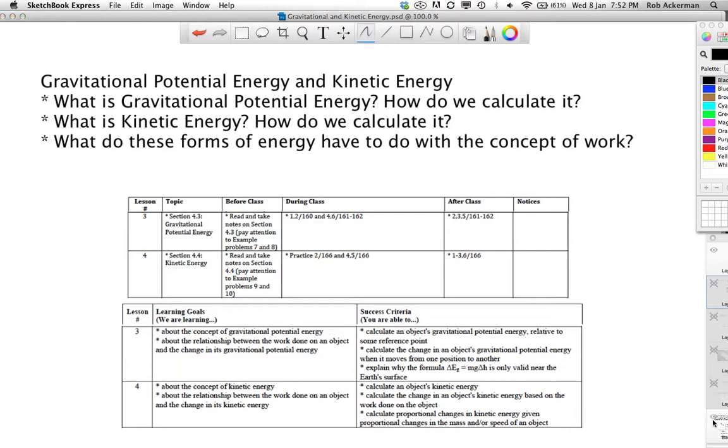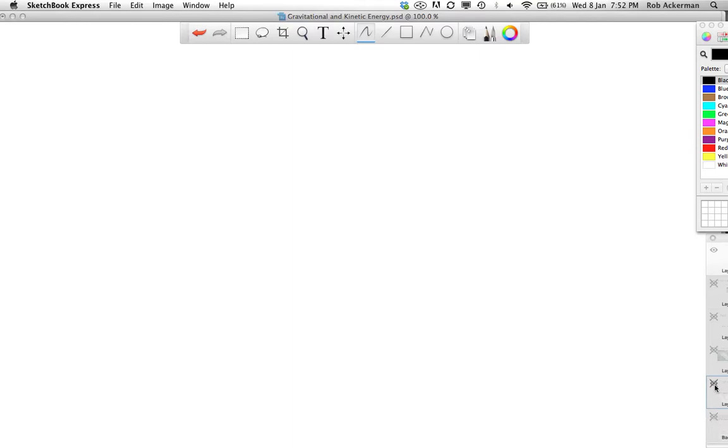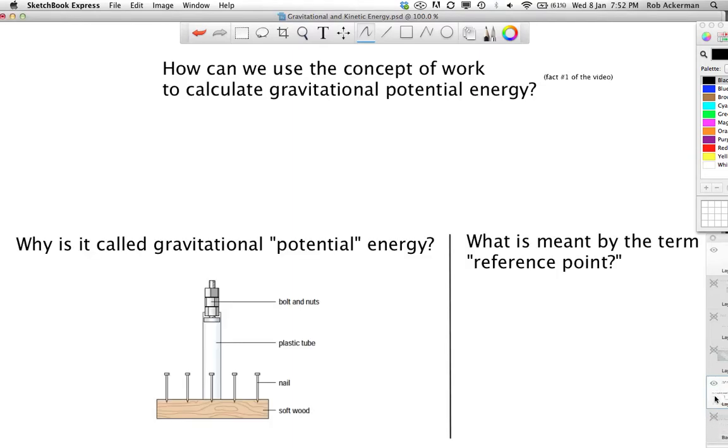Okay, you're back and we're ready to start here, so let's take a look at our first slide, the idea of using work to calculate something called the gravitational potential energy. So first of all, I want you to look around you and find something that you can grab onto and pick up. This could be your pencil case or a book or something like that.